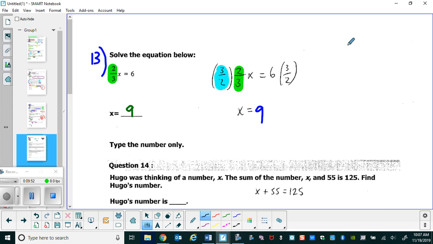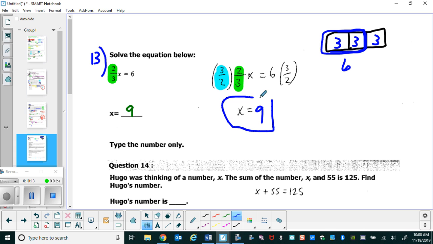Now in a picture here to check, what we're saying is there was some value out there which we didn't know, and when I broke it into thirds, we then took 2 of those thirds, and 2 of those thirds were worth 6. So that must mean this is 3 and this is 3. So this must be a 3. So that's the 3, 6, 9. That's the whole 9 that we're proving that thing is.